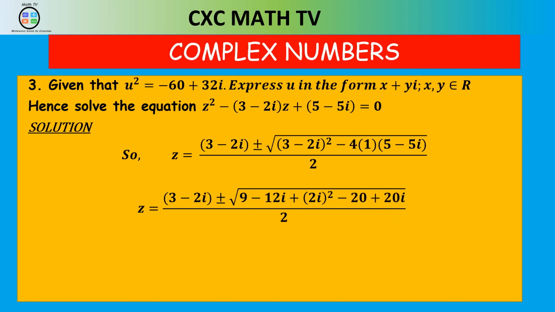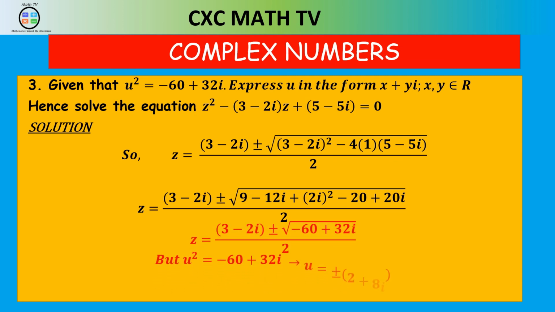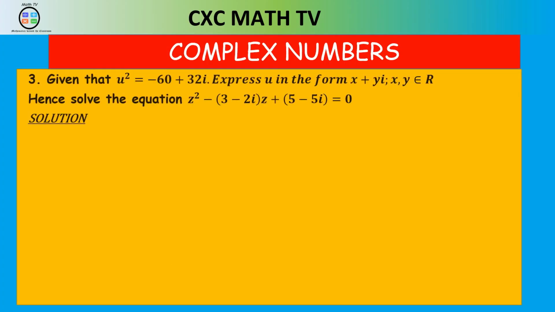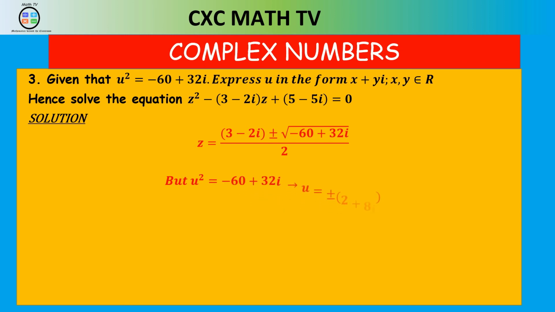Working out everything under that square root, it further simplifies to minus 60 plus 32i. But remember, u squared was minus 60 plus 32i. So if u squared is minus 60 plus 32i, when you square root u squared, you get u. But what was u? u was 2 plus 8i or minus 2 minus 8i. So substitute the square root of minus 60 plus 32i as 2 plus 8i. And so we get z is now (3 minus 2i plus 2 plus 8i) over 2, or z is (3 minus 2i minus 2 minus 8i) over 2.